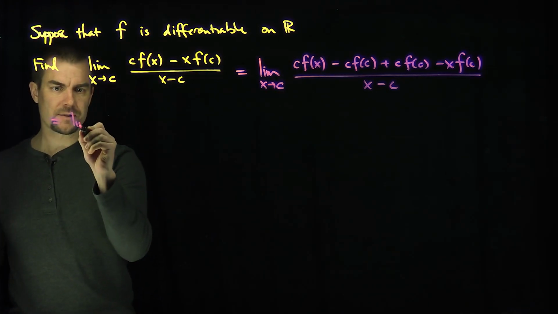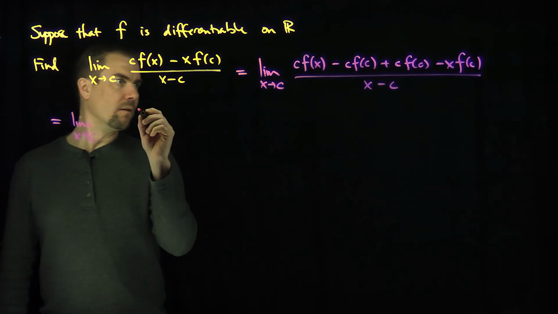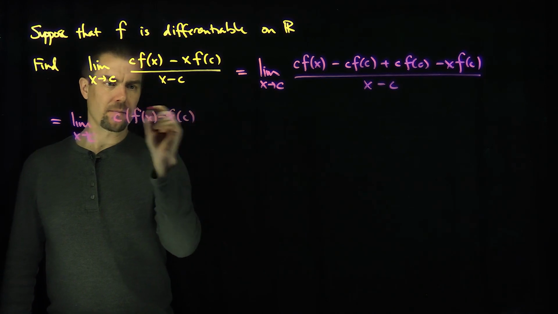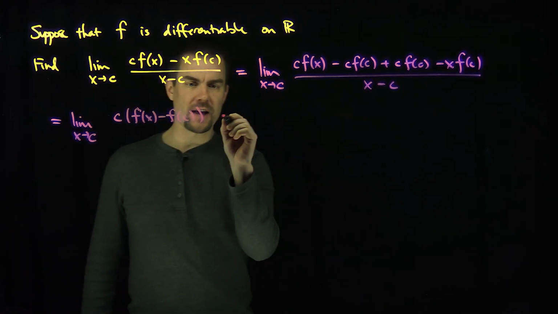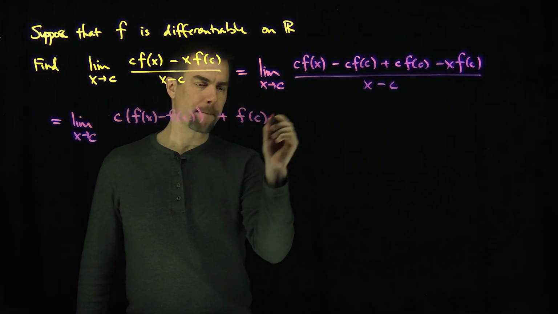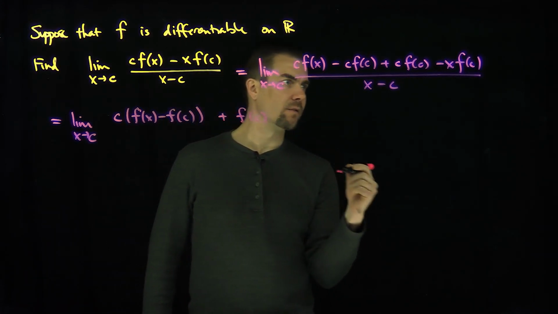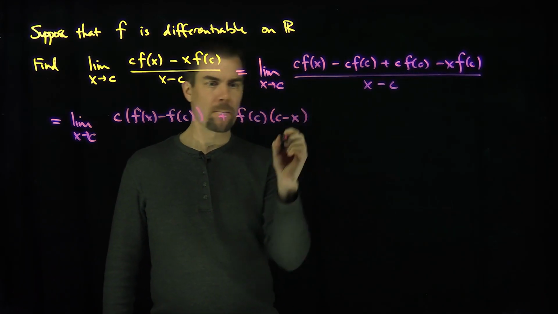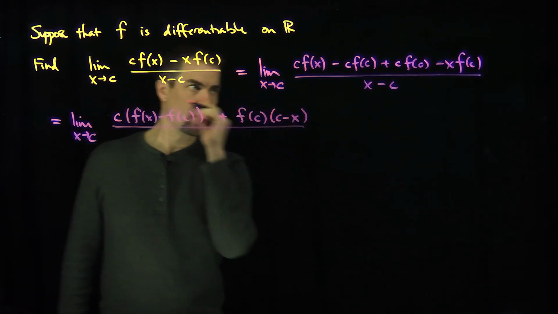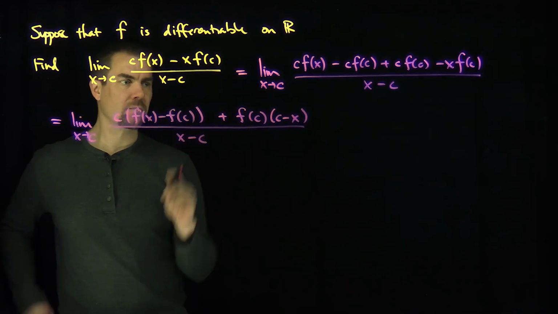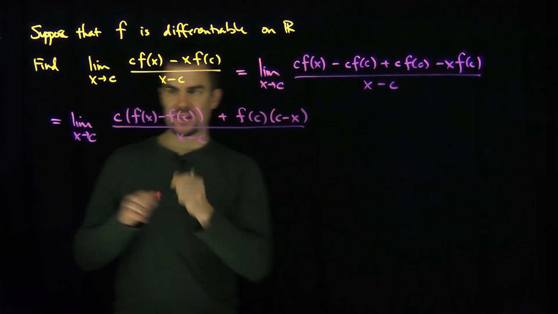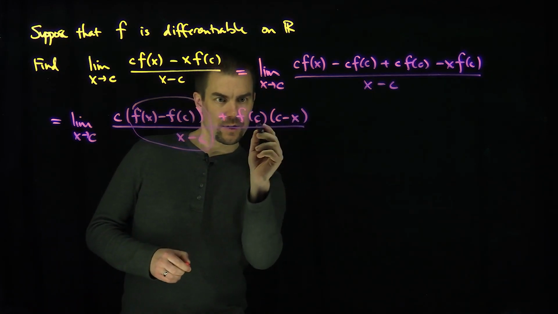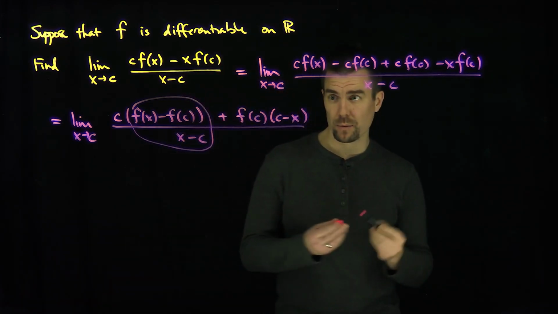This is going to be the limit as x approaches c of c times f of x minus f of c. And then the other terms over here, I'm going to pull out an f of c from them. I'm going to have plus f of c, and then I'm going to have a c minus x over here, right? So that's going to be a c minus x, all divided by x minus c. Now, both of these limits are going to exist. This limit over here is going to exist because f is differentiable at c. And then this limit over here is going to exist because I'll be able to cancel out that factor. I have a removable discontinuity there.